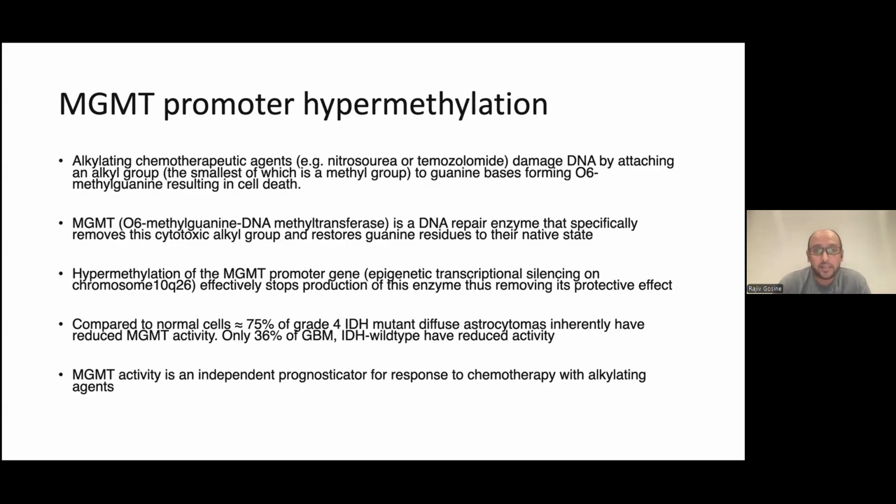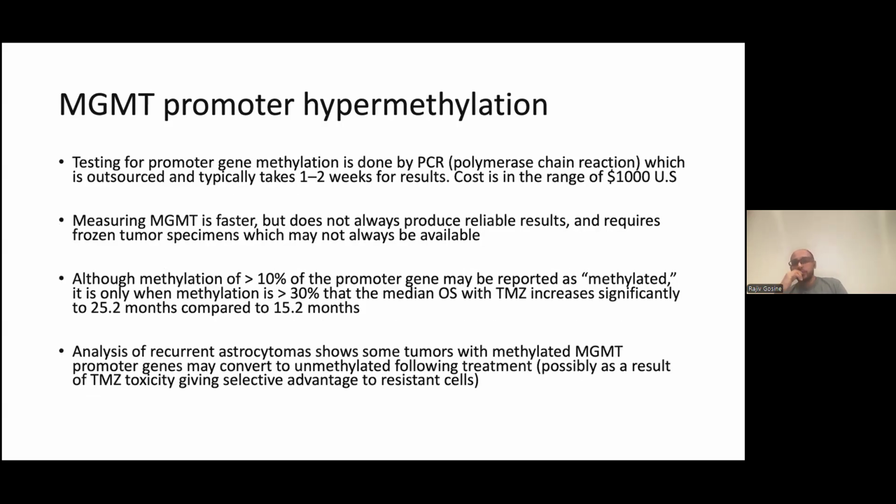Compared to normal cells, 70% of grade 4 IDH mutant diffuse astrocytomas inherently have reduced MGMT activity. This is in contrast to 36% of GBM IDH wild type. So the MGMT activity is actually an independent prognosticator of response to chemotherapy with the alkylating agents. Testing for the promoter is done by PCR. This usually takes about 1 to 2 weeks for a result, and it costs about $1,000 US.